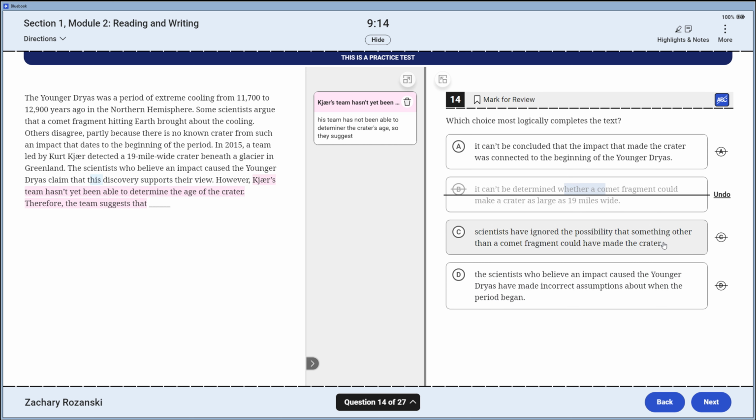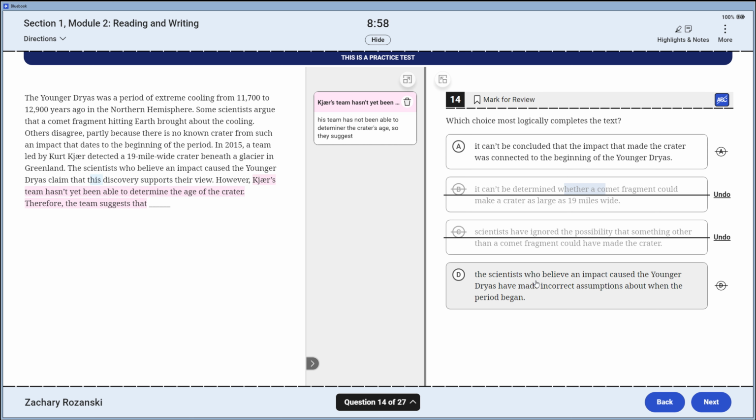Scientists have ignored the possibility that something other than a comet fragment. No, if they could confirm the age, then I think they would have an answer to the question. B and C, gosh, the end of the text would be so different if it weren't the case. But we're going to table that. Knock it off the table.